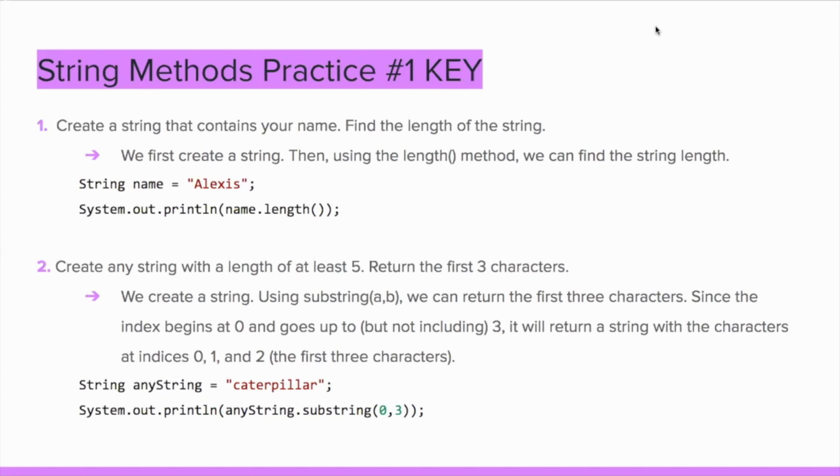For the second problem, you first needed to create a string with a length of at least 5. Using the substring(A, B) method, we can return the first 3 characters by putting 0, 3 in the parentheses. Remember, since the index begins at 0 and goes up to but does not include 3, it will return a string with the characters at the indices 0, 1, and 2, which would be the first 3 characters.